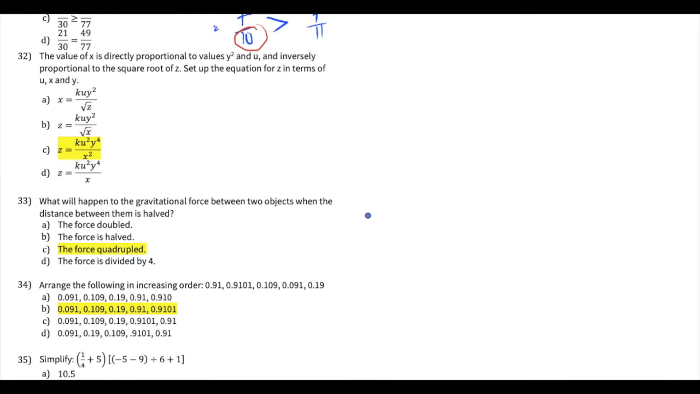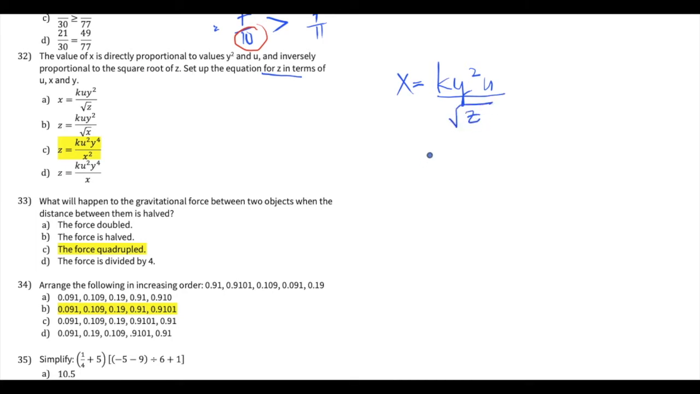The value of x is directly proportional to the values of y squared and u, and inversely proportional to the square root of z. Set up the equation for z. So, yung for z yung hinahanap natin. X is directly proportional to y squared. Okay, remember, constant of proportionality, and u over, kasi inversely proportional to square root of z.